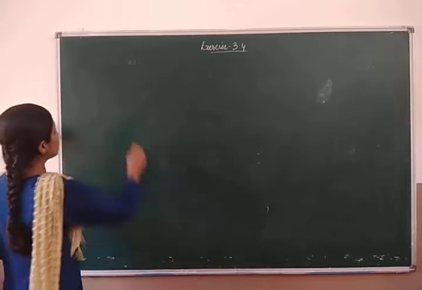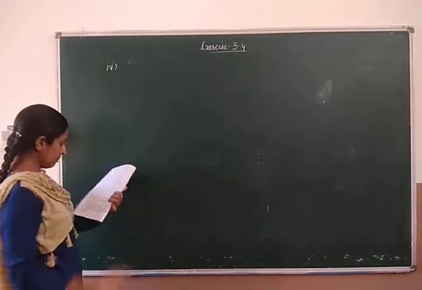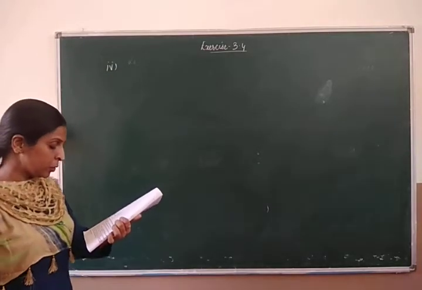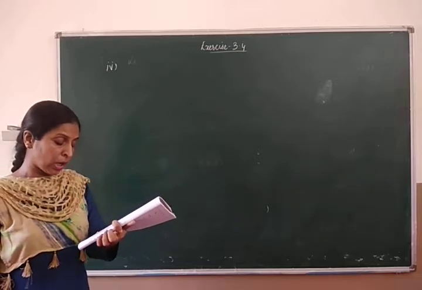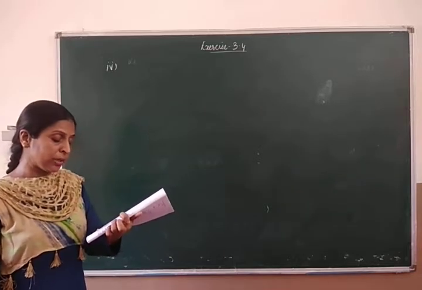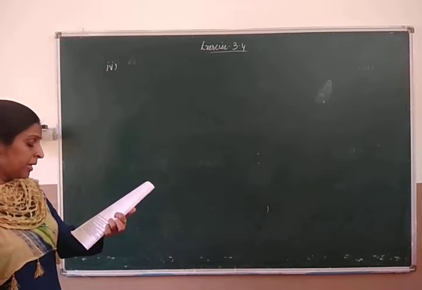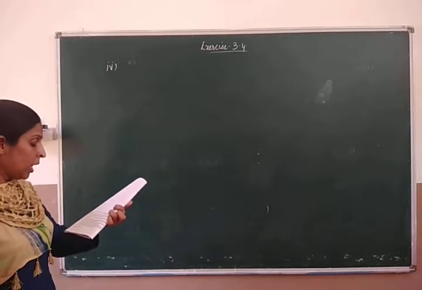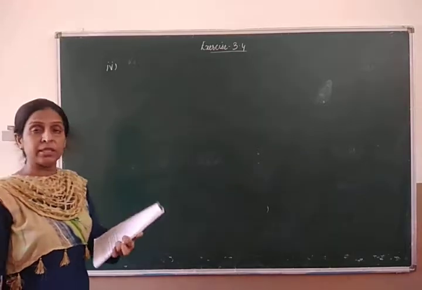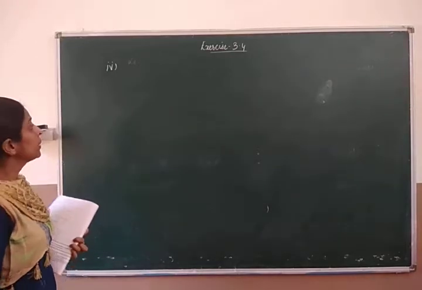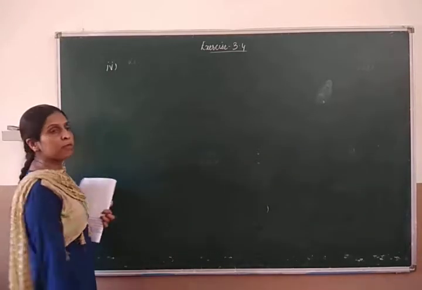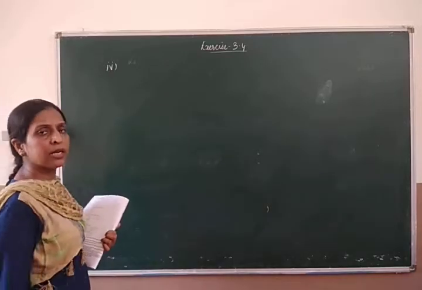Now the fourth part. Meena went to a bank to withdraw rupees 2,000. She asked the cashier to give her denominations of rupees 50 and rupees 100. Meena got 25 notes in all. Find how many notes of 50 and 100 she received. So now you have to find out the number of notes of 50 rupees and 100 rupees.